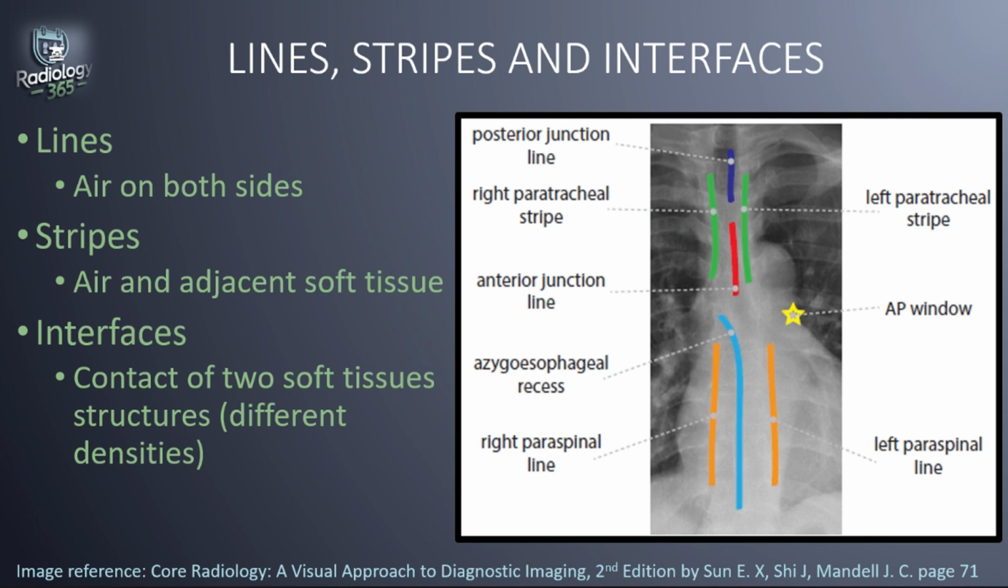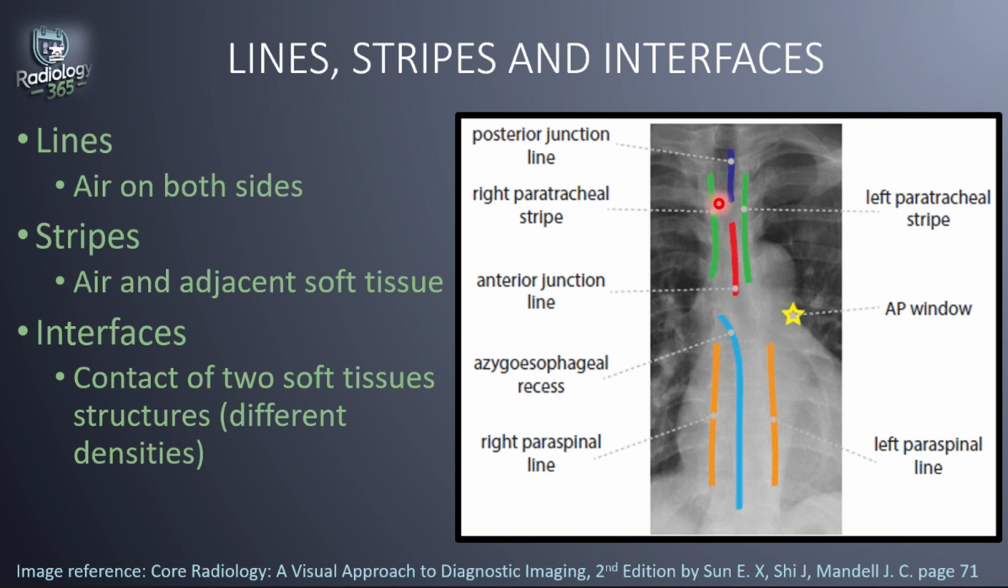When you have abnormal convexity or displacement of the anterior junction line, it suggests a prevascular mediastinal mass. And when you have abnormal convexity or displacement of the posterior junction line, it may suggest a paravertebral mediastinal mass or aortic aneurysm or something like that. Then we'll talk about the right and left paratracheal stripes.